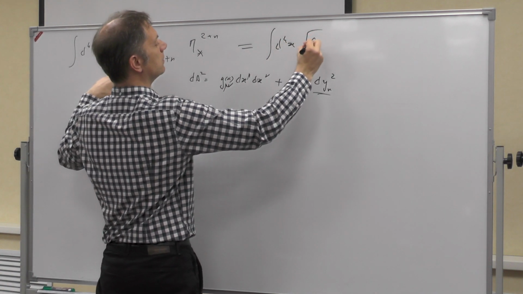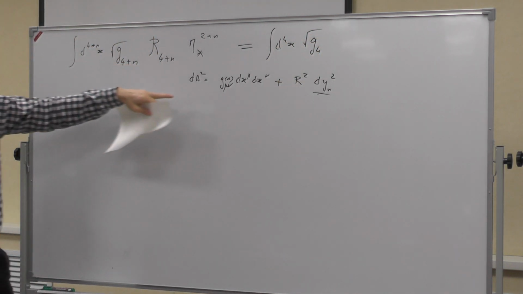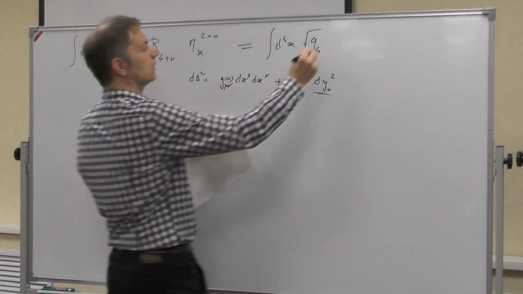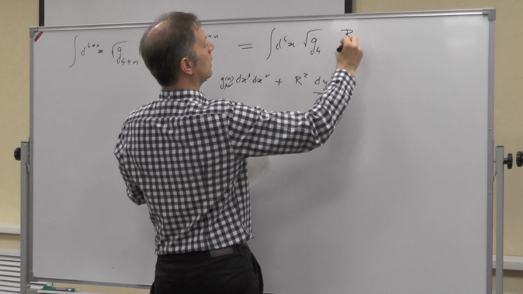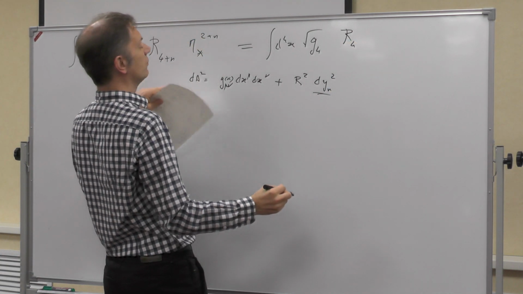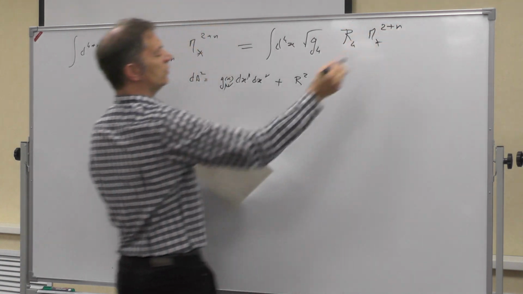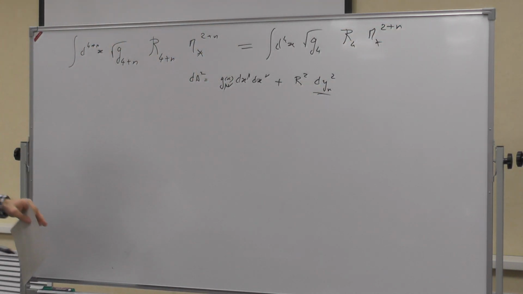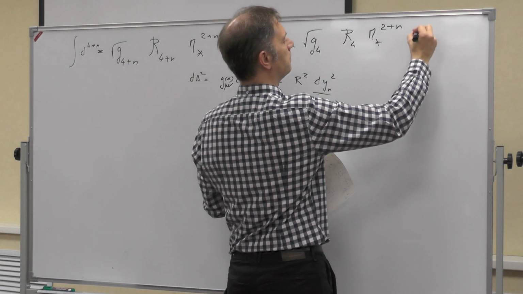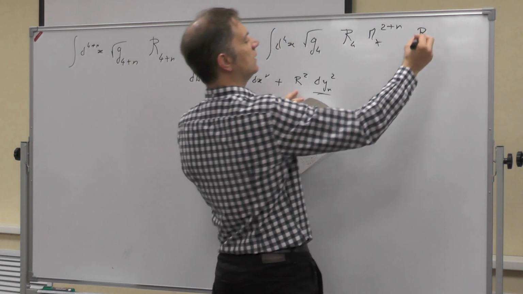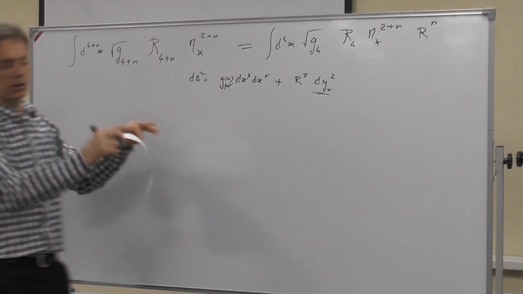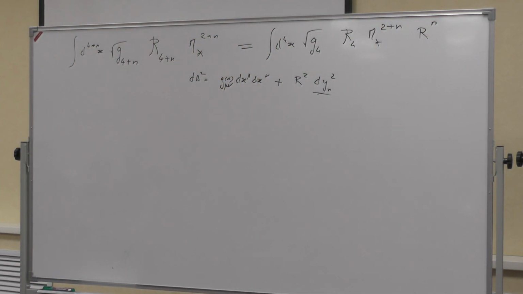So the determinant of the metric becomes simply the determinant of the metric here, and then you end up with a Ricci scalar in four dimensions, M star to the 2 plus n, and then you end up only with the volume of those extra dimensions. By dimension, you can say that it's simply R to the n, which corresponds, let's say, up to some angular volume, and this is just the volume of this space.